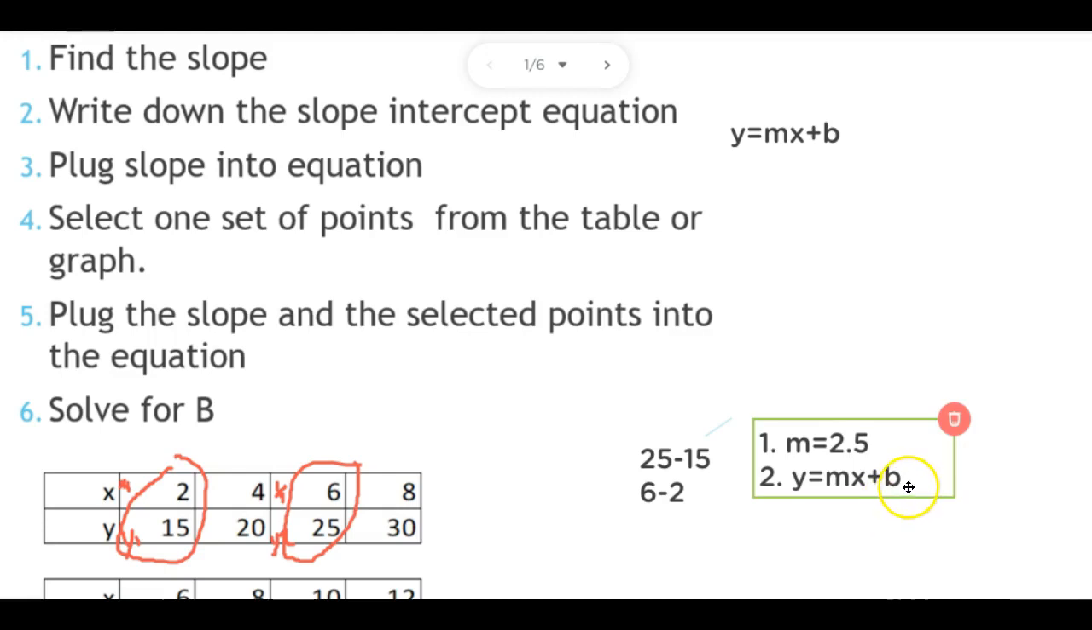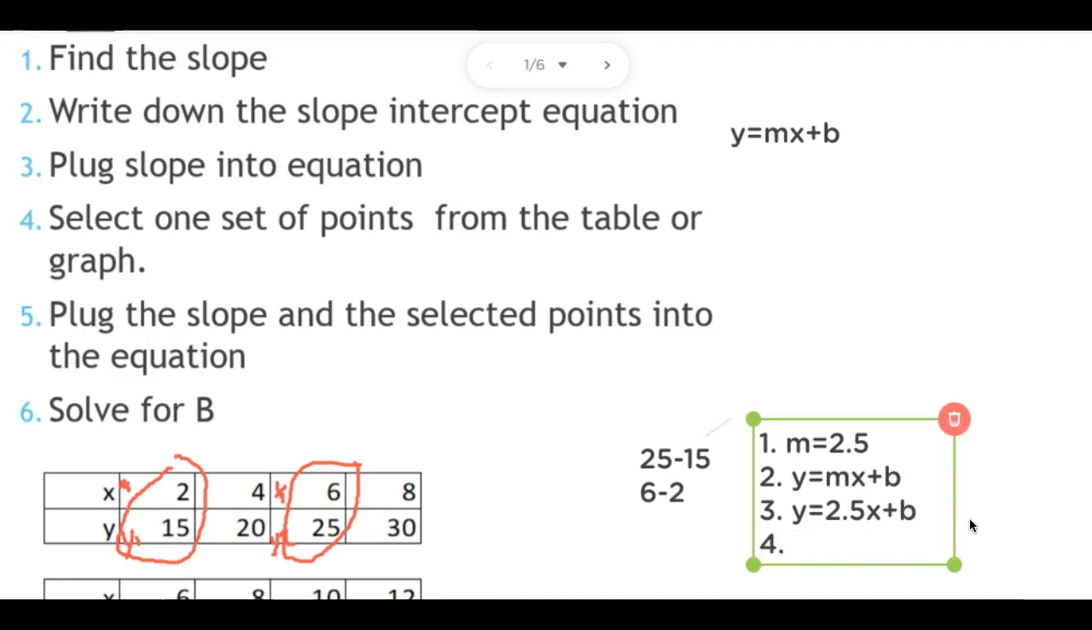All right. So we've written down our slope-intercept equation. Step 3. Plug the slope into the equation. This is what it looks like. We know that our slope is 2.5, so it'll be y equals 2.5x plus b.